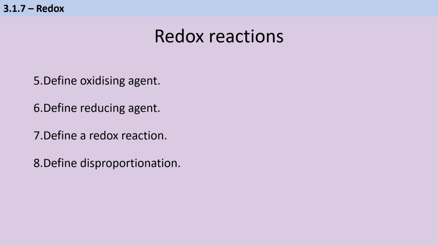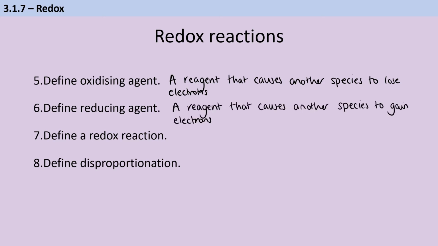An oxidizing agent is something that causes another species to be oxidized. In other words, it causes that species to lose electrons. Likewise, a reducing agent is going to be itself oxidized. It's going to cause another species to be reduced by causing that species to gain electrons. A redox reaction is one in which both reduction and oxidation take place.